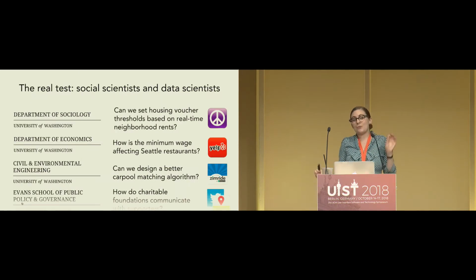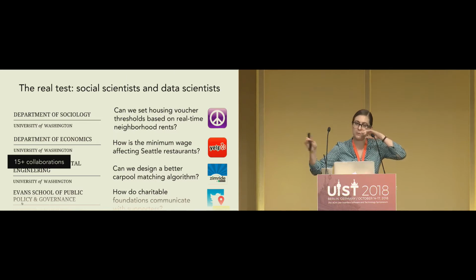But of course, that's not the real test, right? Those are computer scientists. What we really want to know is, can folks who are social scientists and data scientists use this for real tasks? And the answer is a resounding yes. So we have 15 to 20 collaborations, depending on how you count folks who basically came back with new permutations of their teams to tackle new projects after an original project.